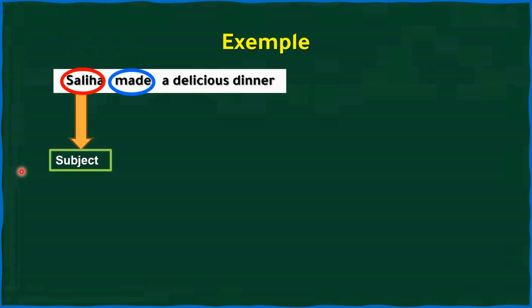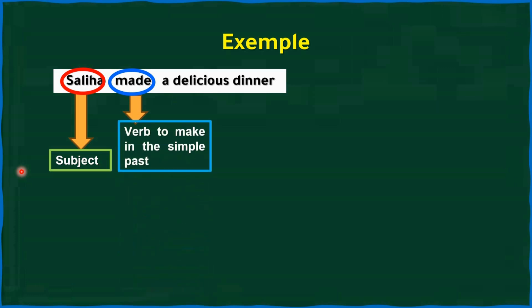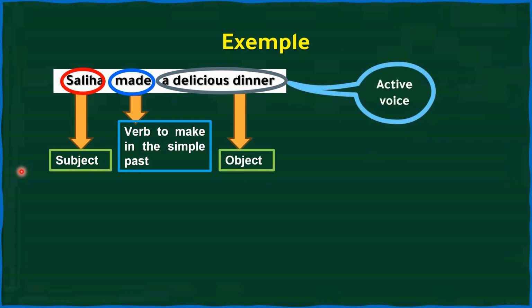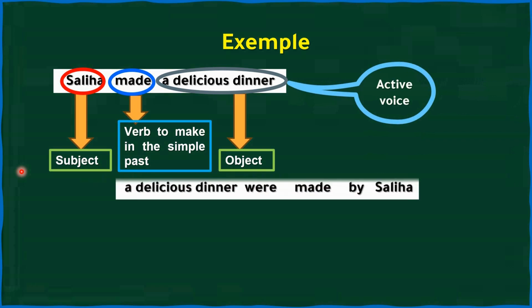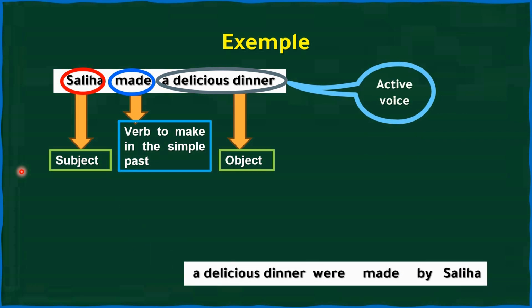And made is a verb. Made is the verb to make. In which tense? It is in the simple past. And we have a delicious dinner. It is an object. Great. So this is for the active voice or the active form. In the passive form, look at the changes.